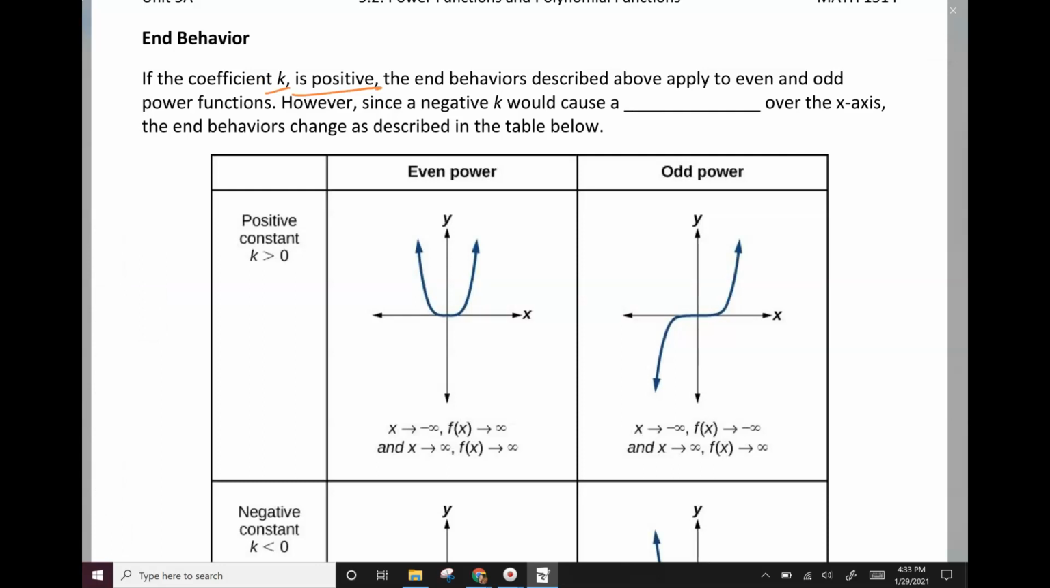But if k is negative, that's going to make your graph flip across the x-axis. It's going to cause a reflection over the x-axis. So if your graph reflects, then the end behaviors are going to switch. They're going to become the opposite of what they were if it reflects over the x-axis.